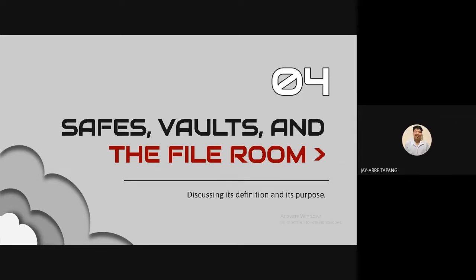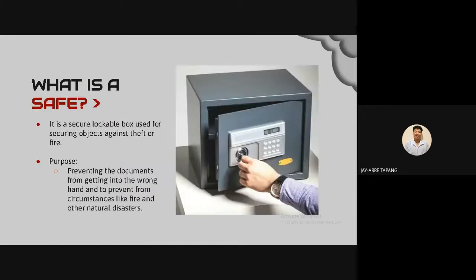Let's talk about the safe, vault, and the file room. What is a safe? It is a security lockable box used for securing objects against theft or fire. The purpose of a safe is to prevent the documents from getting into the wrong hands and to protect them from circumstances like fire and other natural disasters. An example of this is when you go to hotels, there are security lockable boxes there. Sometimes they are hidden in cabinets.